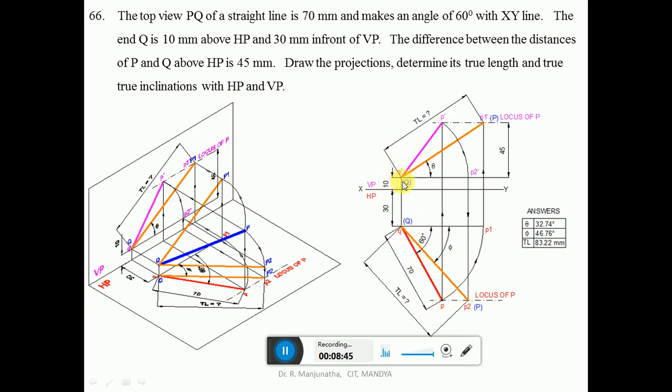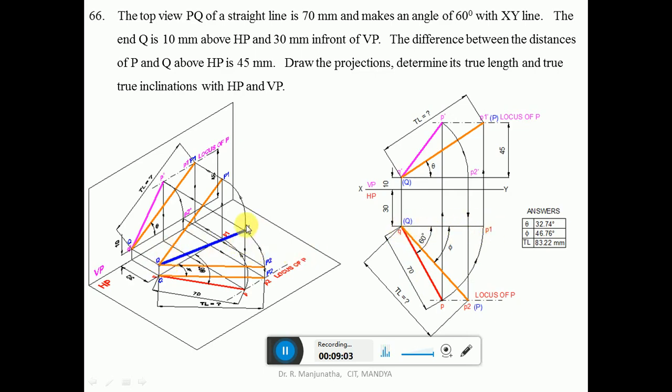Now we will first find the true length in the vertical plane, so you make the line parallel to VP. The line which is inclined to VP is the one to be made parallel to VP. With q as center, take the radius of qp and draw an arc such that qp1 will be parallel to VP. That is what we have done here.